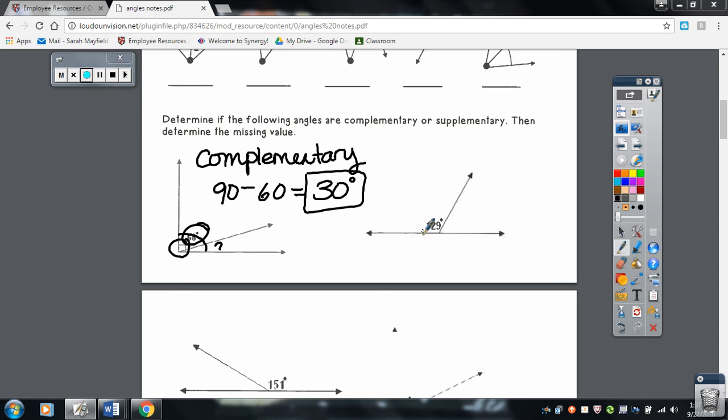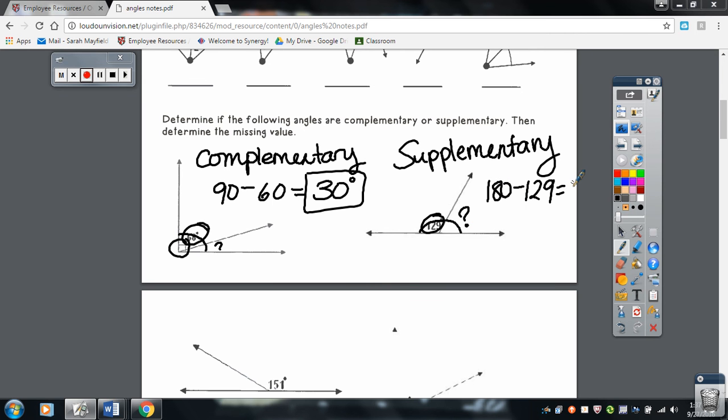Again, drawing these arcs really helps because this is going to get a little trickier. If I draw an arc through that angle and I draw another arc through that angle, notice it makes a semicircle. So, supplementary. Alright, so how do I find it? If this angle is 129 and the whole thing is 180, how do I find that angle? I do 180 minus 129, and that's going to equal 51 degrees.